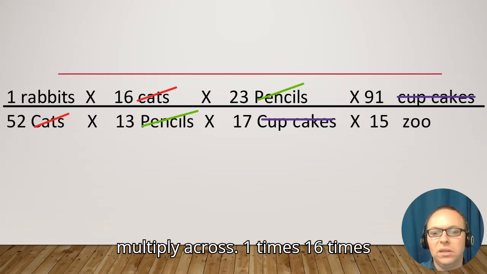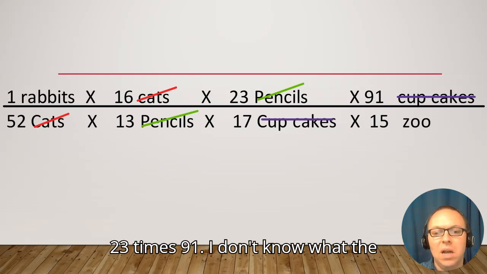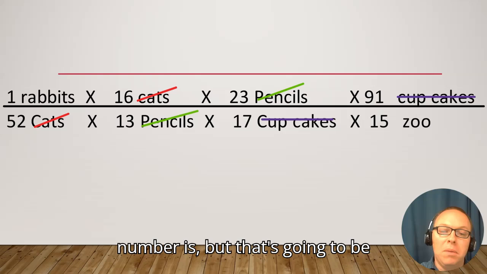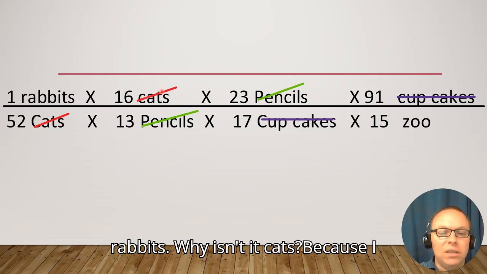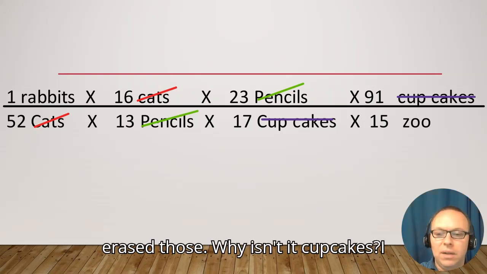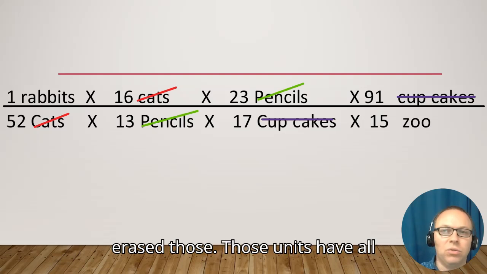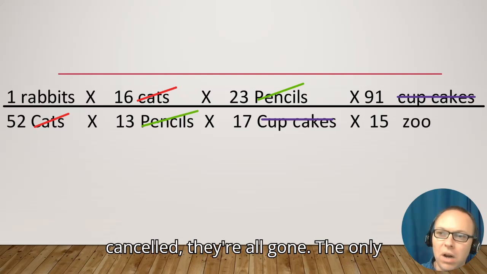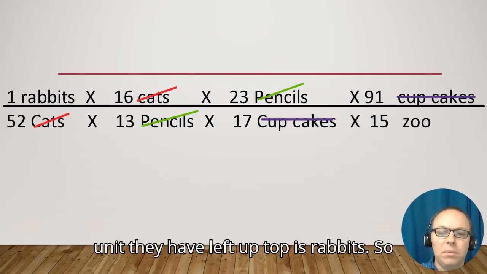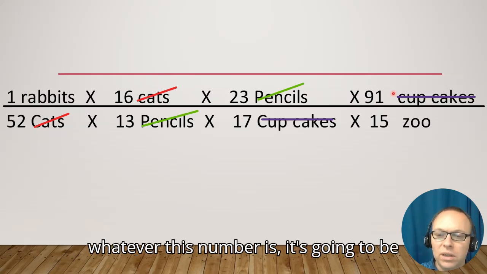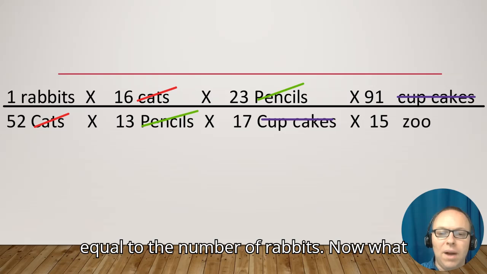1 times 16 times 23 times 91. I don't know what the number is, but that's going to be rabbits. Well, why isn't it cats? Because I erased those. Why isn't it pencils? I erased those. Why isn't it cupcakes? I erased those, right? Those units have all canceled. They're all gone. The only unit they have left up top is rabbits. So whatever this number is, it's going to be equal to the number of rabbits.